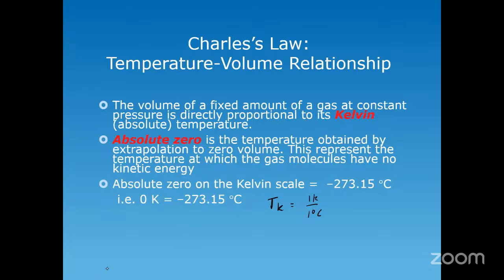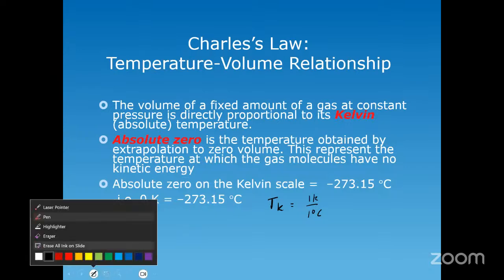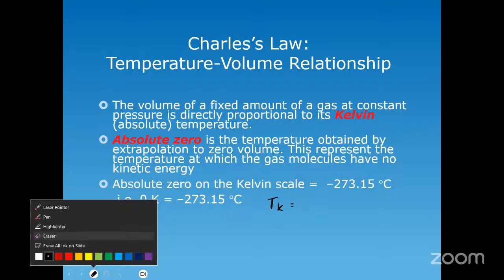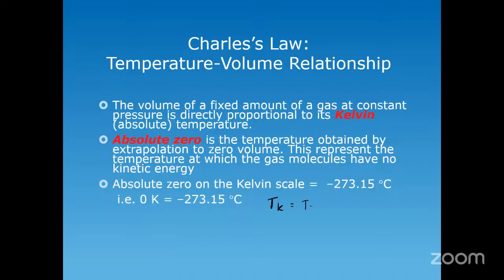And therefore, based on that relationship, we can write down a formula, where the temperature expressed in Kelvin is equal to... no, I'm sorry. Let me erase this here. It is equal to the temperature in Celsius plus 273. For our purposes, we're just going to round to 273. So 273 degrees Celsius over Kelvin.